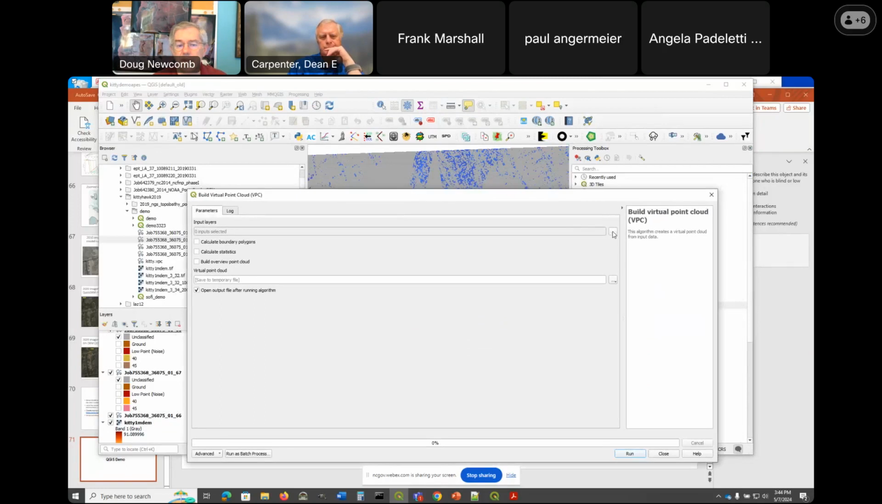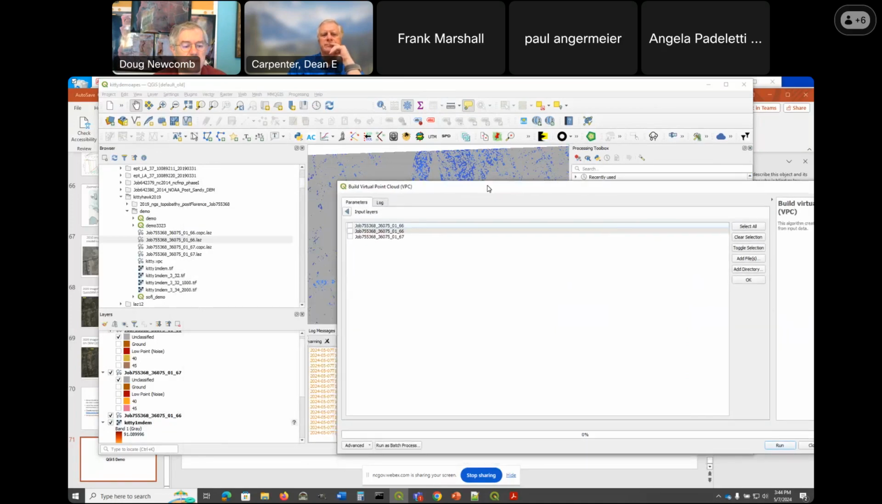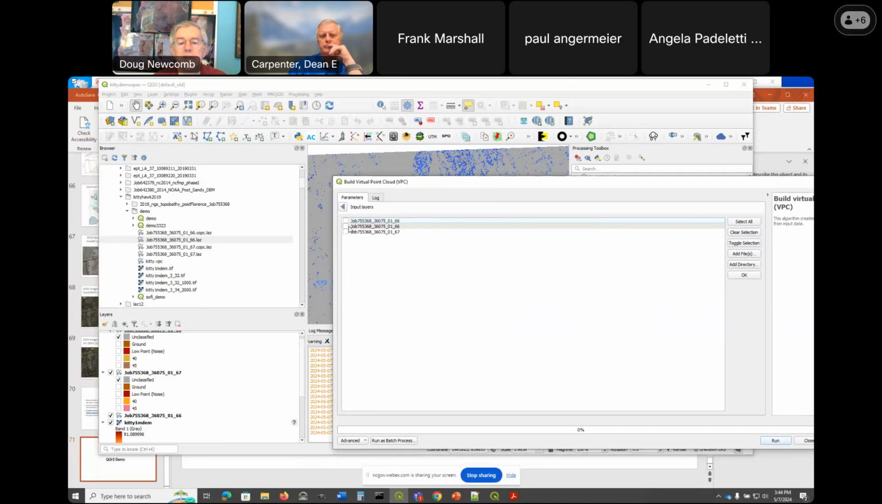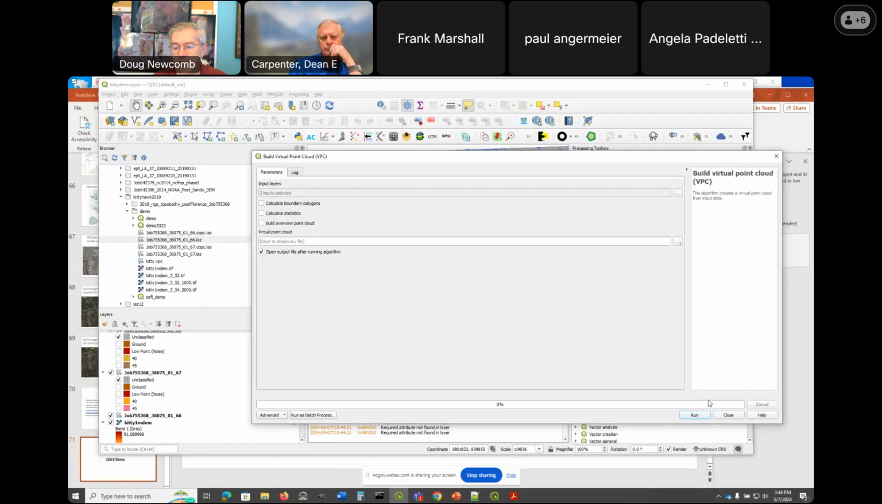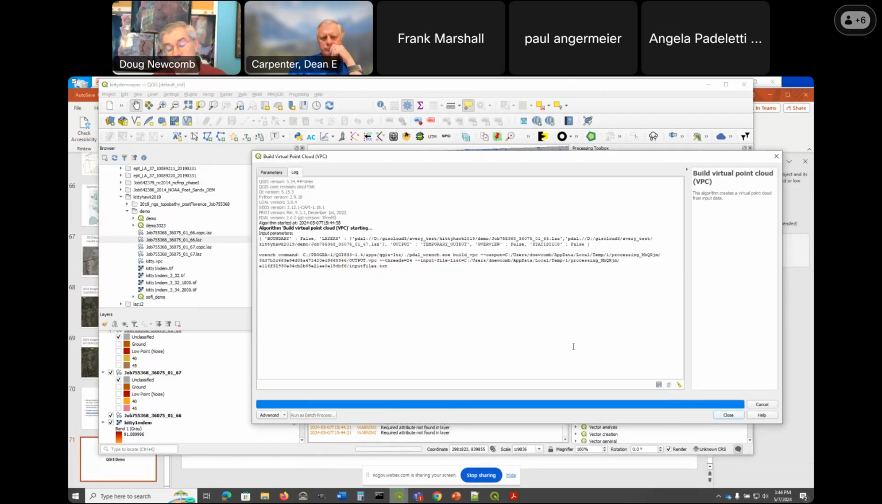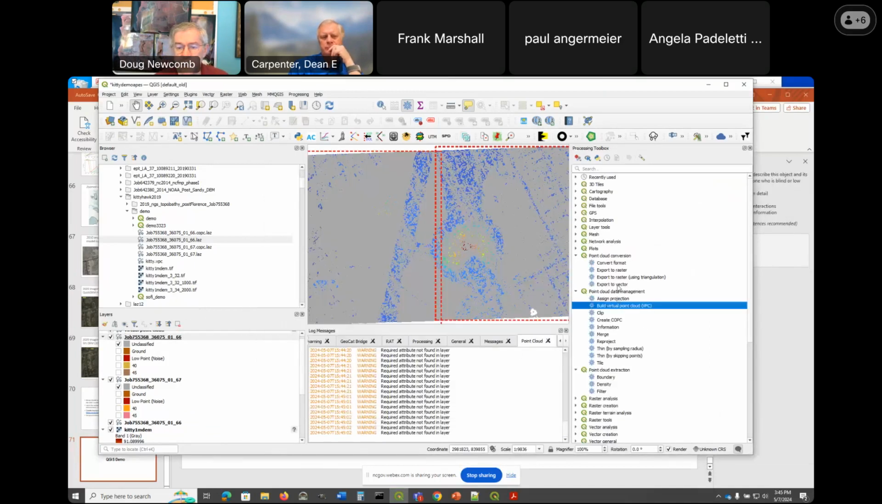In this case, I'm going to create a virtual point cloud, and I'm going to go to the inputs. I've got, see, I only want two. I've got one in there twice, I think. So I'll just select these two right here. And in this case, I'll just save it to a temporary file. And what this is doing is it's creating a virtual point cloud, which allows me to process with the other tools as if these were a single entity.